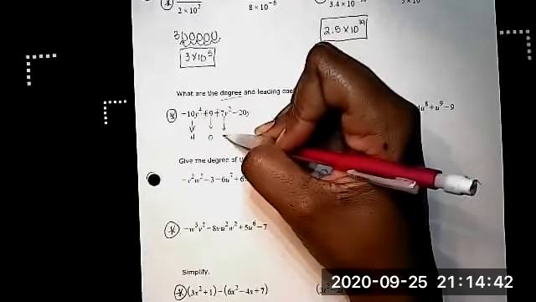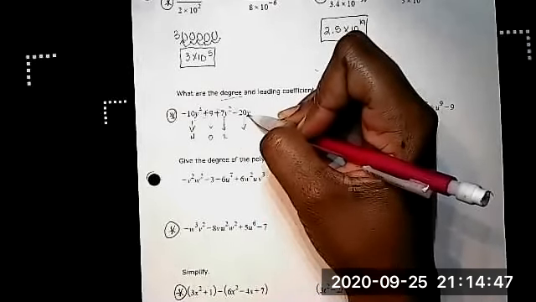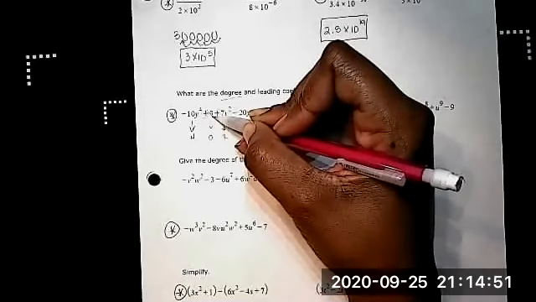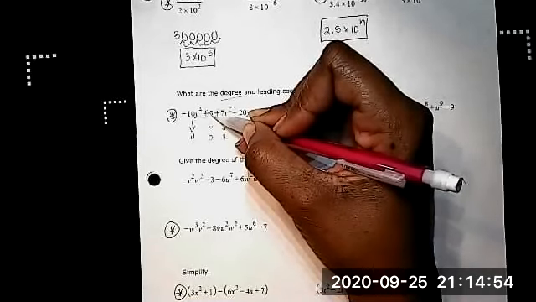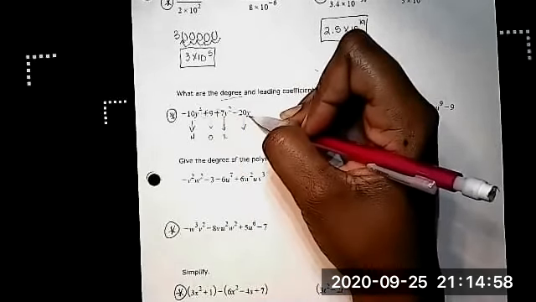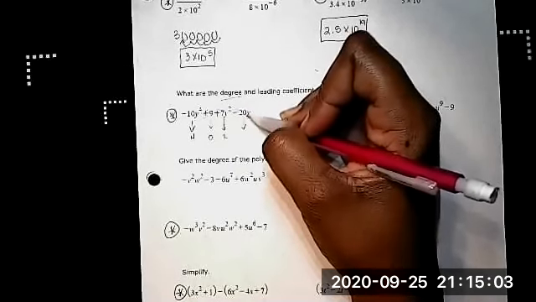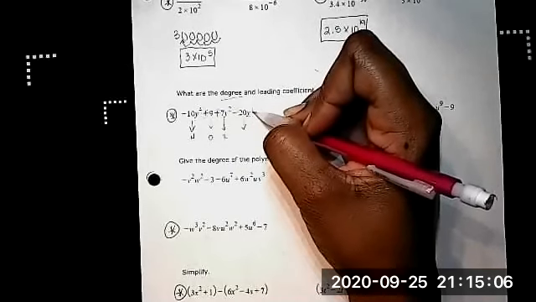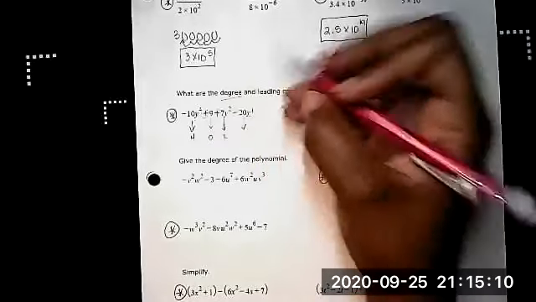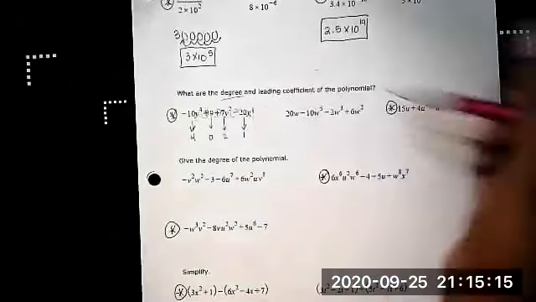Here the exponent is 2, so the degree is 2. Here there is no exponent, but it has a variable y. In the 9 term there was no variable and no exponent, so that has degree 0. But with 20y, the variable is actually there, meaning the exponent is actually 1, even though you don't see it. So the degree is 1.